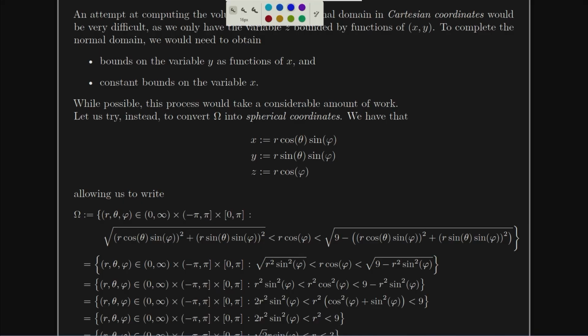Well, we're going to have to make the coordinate transformation into spherical. So let's recall in spherical, we have that x is r cosine theta sine phi, y is r sine theta sine phi, and z is r cosine phi.